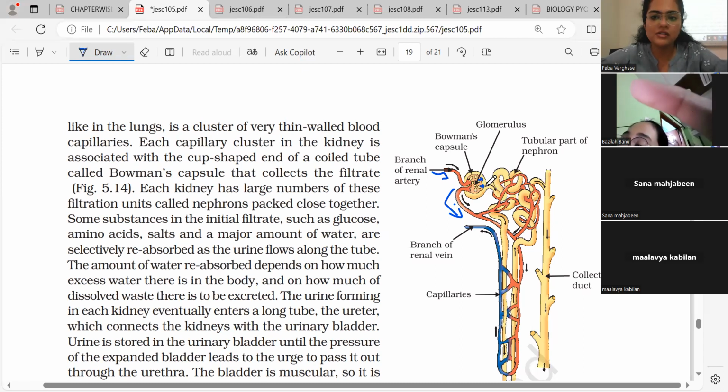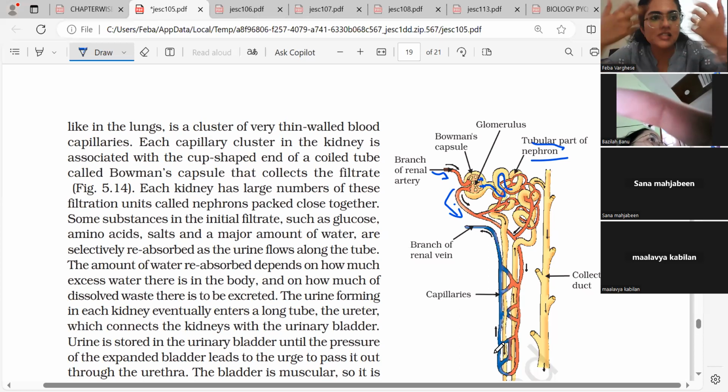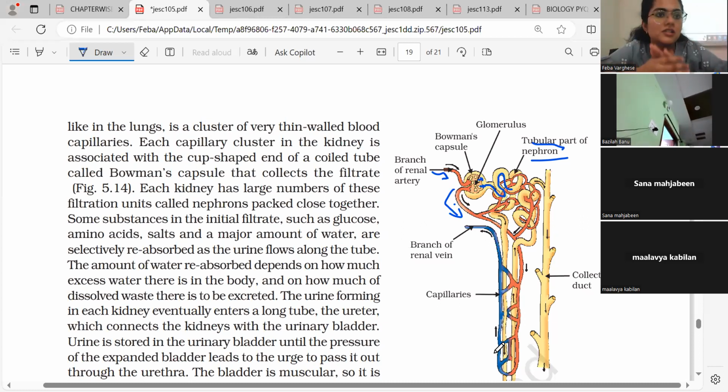And now this filtrate, which is settled in the Bowman's capsule, is going to move further downward through the tubular part of the nephron. And as this filtrate is moving through the tubular part of the nephron, some materials get secreted, some materials get absorbed back into the body. All of these kind of things are going to happen.